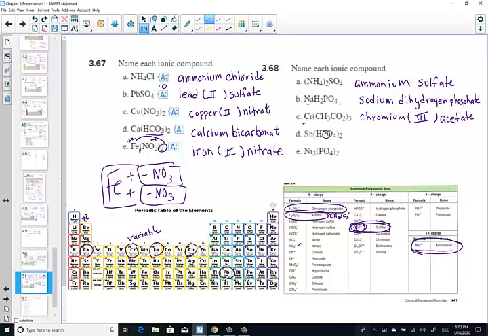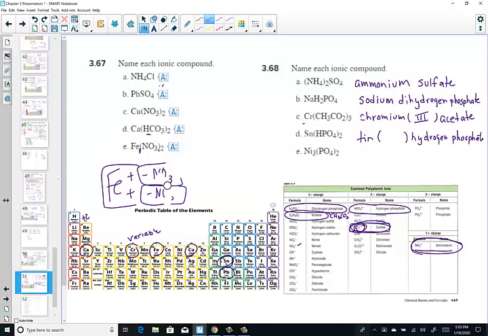Let's keep going. Letter D, Sn stands for the element tin. Tin is a variable charge. I'm going to leave some space for my Roman numeral. HPO4 is a -2 charge. So I'm going to write it as hydrogen phosphate. Now think of what that means. I need some room here, so I'm going to just erase these answers so I can draw in that space.